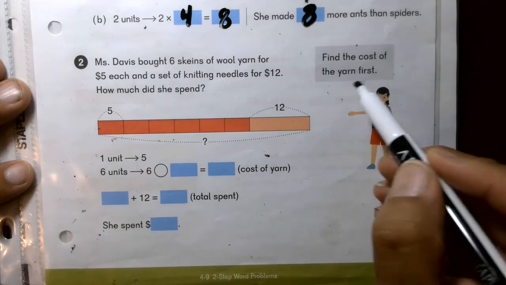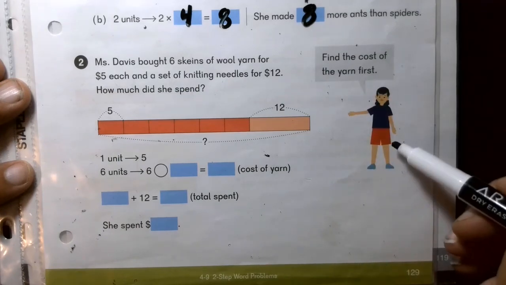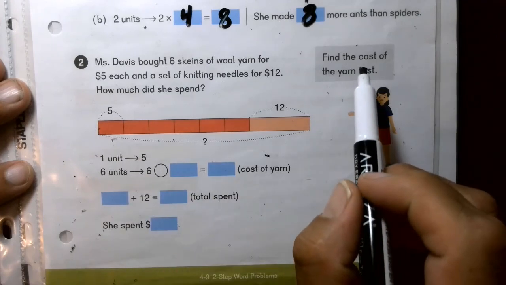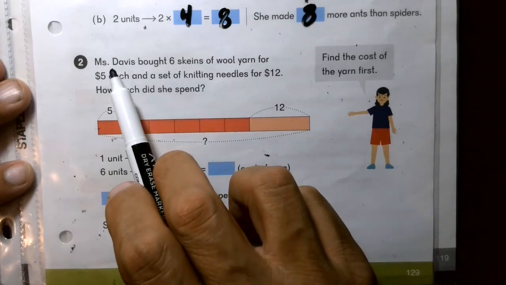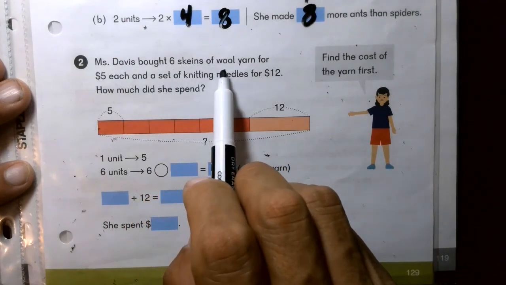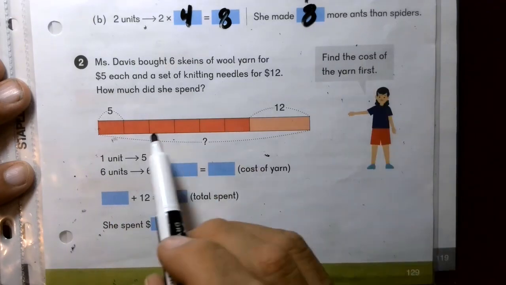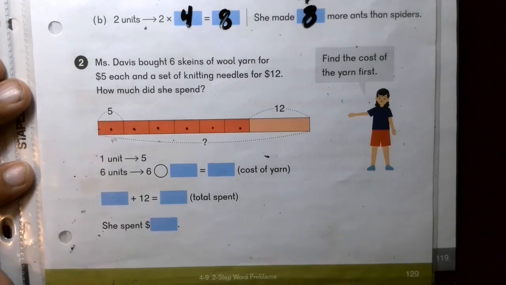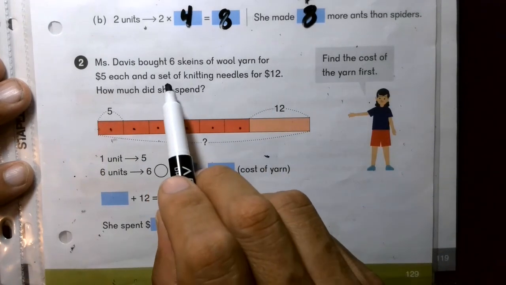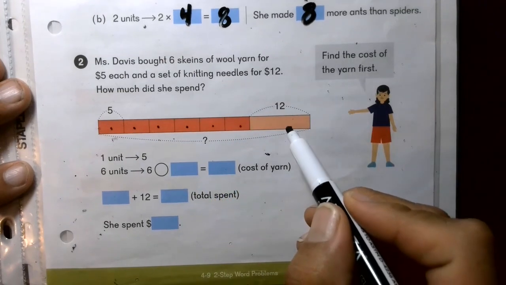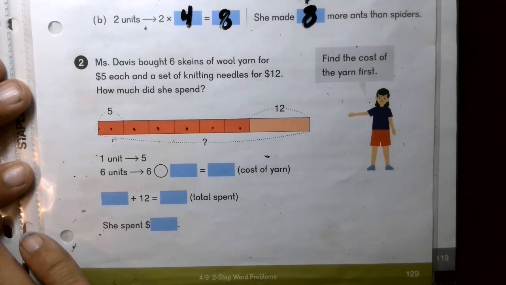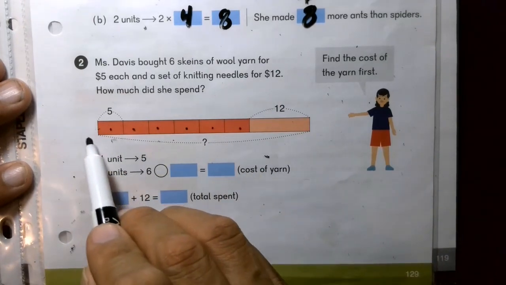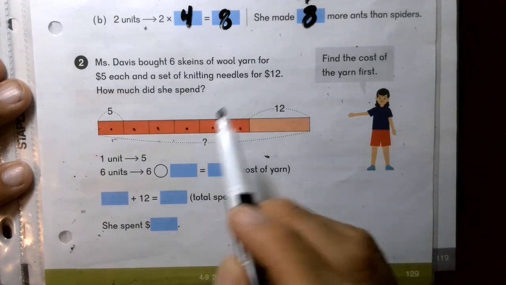So here we go. It says find the cost of the yarn first. That's what May says. So if we take a look at our bar model, it says Ms. Davis bought 6 skeins of wool yarn for $5. 6 of them, look. 1, 2, 3, 4, 5, 6. At $5. And then a set of knitting needles for $12, and that's where that $12 is. So if you look at your bar model, this is what we've got. Then it says how much did she spend? So we're looking for the total that she spent.